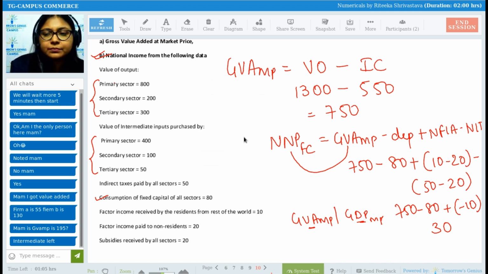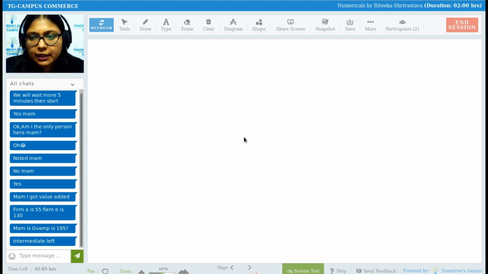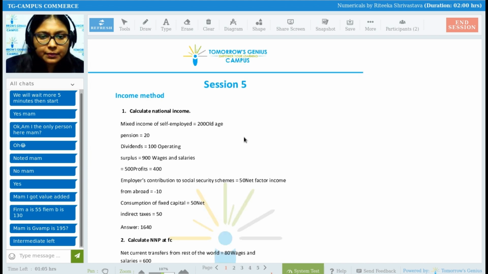Correct. That's all. Did you understand how we solved the sum? Yes, I was confused at first. Simple. Only this much you had to do. So this was something new, a different kind of sum. Now, next we'll solve a few questions from the expenditure method as well.